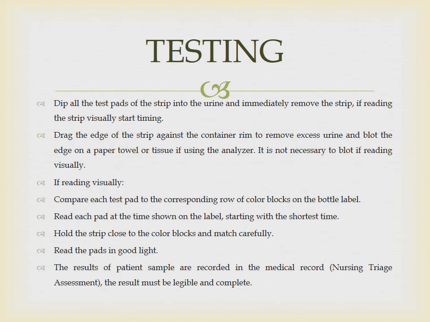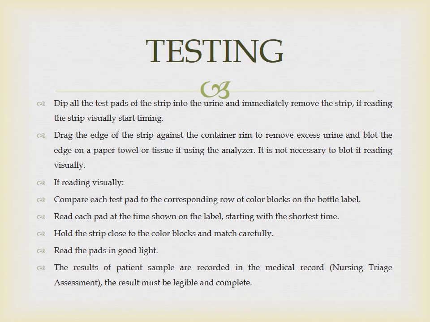In testing, dip all the test pads of the strip into the urine, and immediately remove the strip. If reading the strip visually, start timing. Drag the edge of the strip against the container rim to remove excess urine, and blot the edge on a paper towel or tissue if using the analyzer. It is not necessary to blot if reading visually.